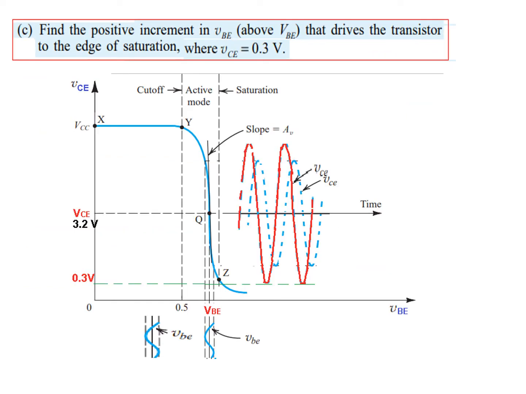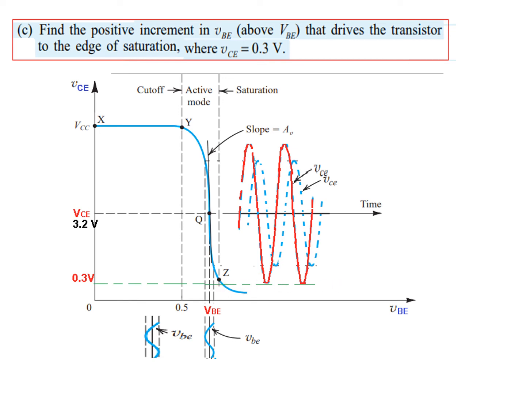Now let's see part C of the question. Find the positive increment in VBE that drives the transistor to the edge of saturation, where VCE is 0.3 volt. So a couple of things. We have to find the positive increment in VBE. That means here how much it is increased, that drives the transistor to the edge of saturation. So the output should come and touch the edge of saturation.